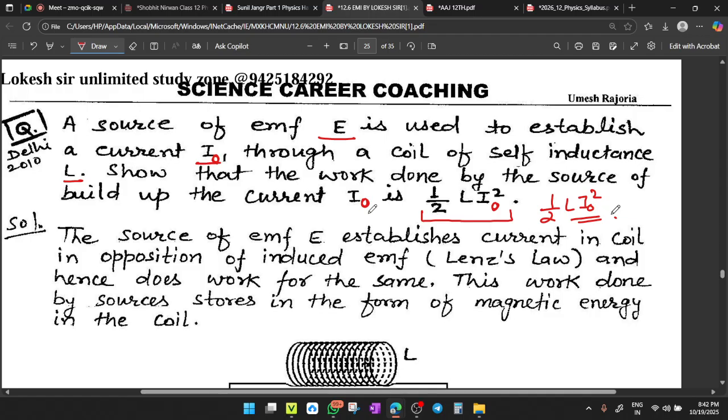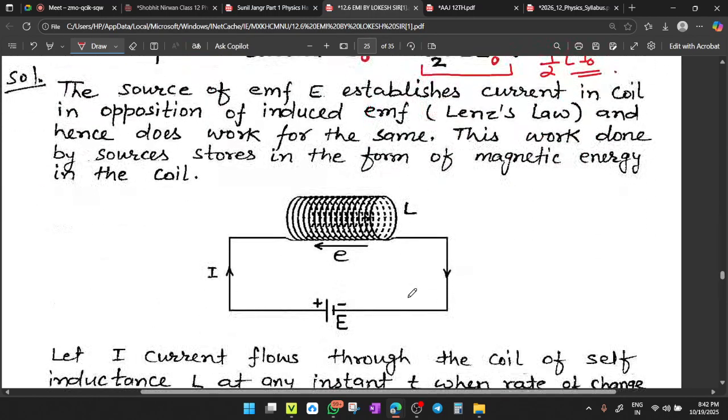Okay, let us start with a consideration. The source of EMF E establishes a current in the coil in opposition to the induced EMF. Surely, by Lenz's law, there will be an induced EMF, a back EMF, that will oppose your applied EMF and the rising of current. Hence work is done for the same. This work done by the source is stored in the form of magnetic energy in the coil.